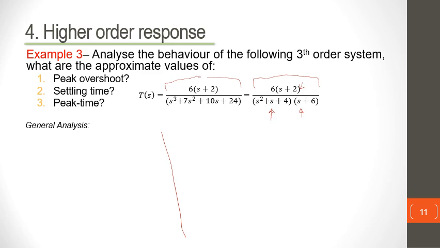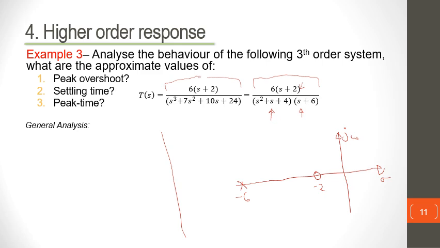In fact, we can plot this on the imaginary axis, the real axis, the jω axis. We can plot a zero here at -2, and a bit further down the line here, we can plot a pole. So this pole.